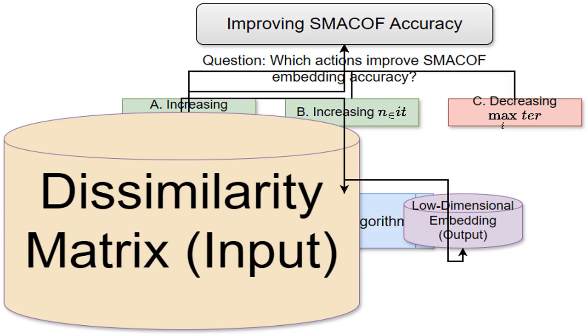This is the starting point for smacof. It's a square matrix that shows the pairwise dissimilarities between your data points. Think of it like a map of distances, where each cell tells you how far apart two specific locations are. smacof uses this information to create its low-dimensional embedding. It's the foundation of the entire process.